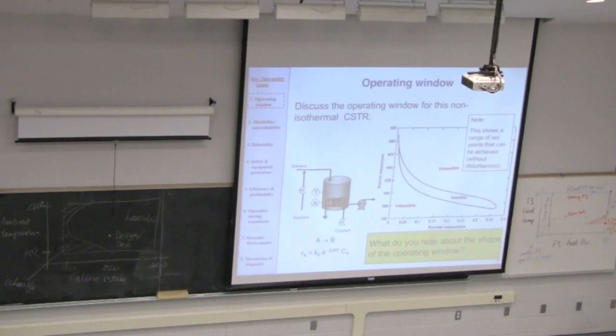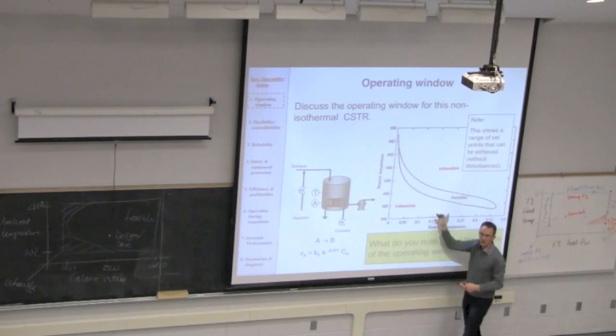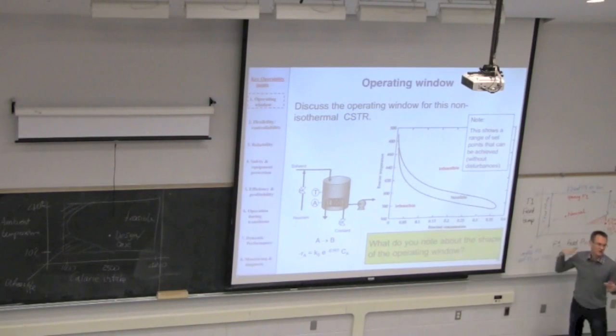Okay, so you may be used to, in a reactor design, just seeing a single line, right? A single curve. But why do I have this banana-shaped region? I don't have a single line that I operate along, I've actually got a region.